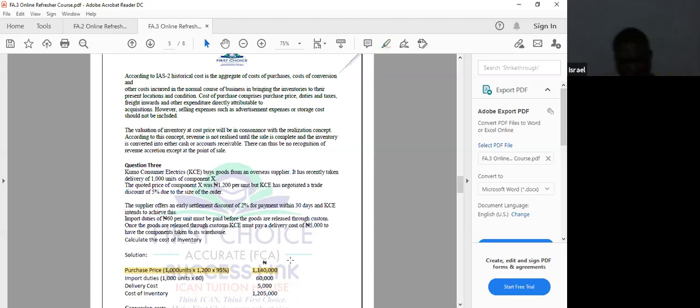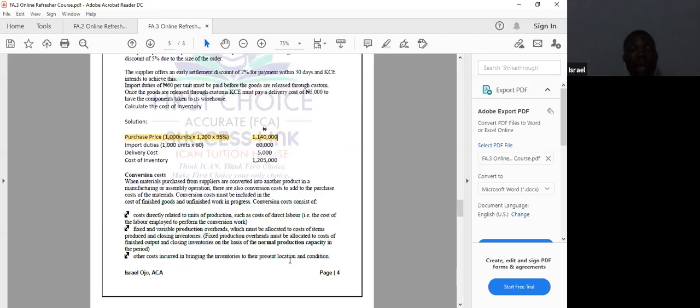Then after that, we have the import duties. Import duties also will be part of the cost of the inventory. How much are we told? They told us 60 naira per unit. So we have this to be 60.